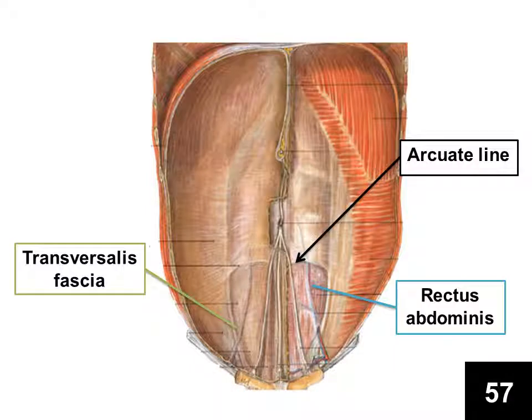Now in this picture you see the arcuate line. On the left side, in green, is the transversalis fascia, and on the right side you can see the rectus abdominis, because here there is no sheath, as the transversalis fascia was removed. But on the left side the transversalis fascia is not removed, so you see the fascia here. And you can see below, in red, the inferior epigastric vessels passing through the posterior sheath.